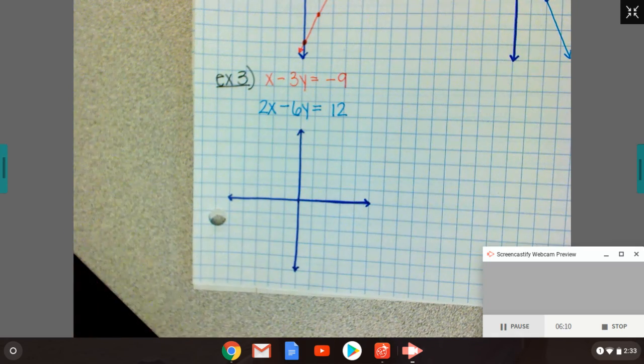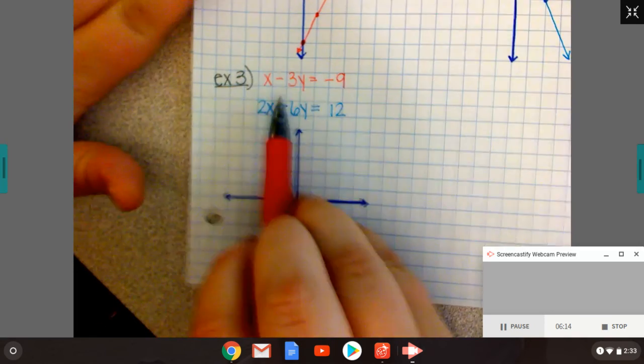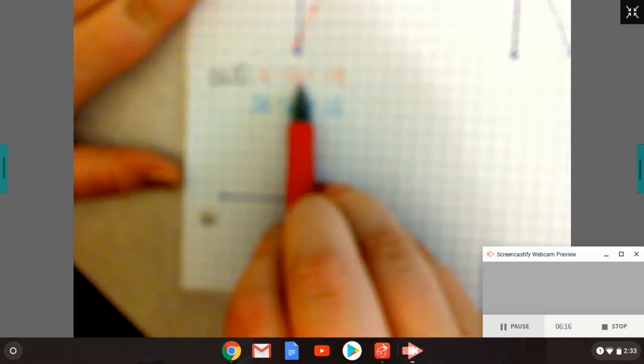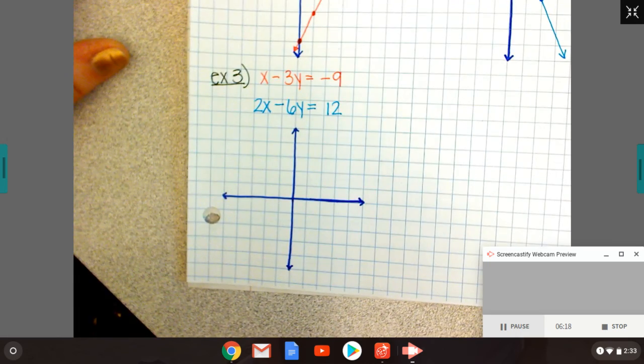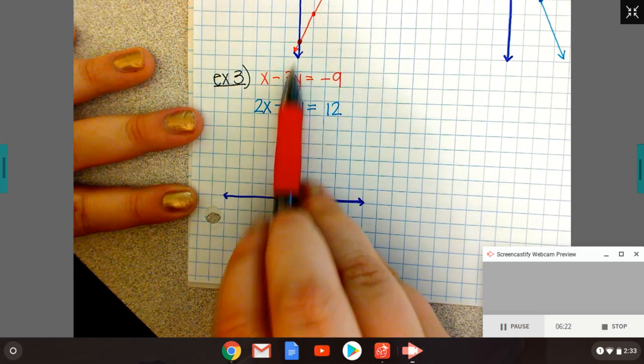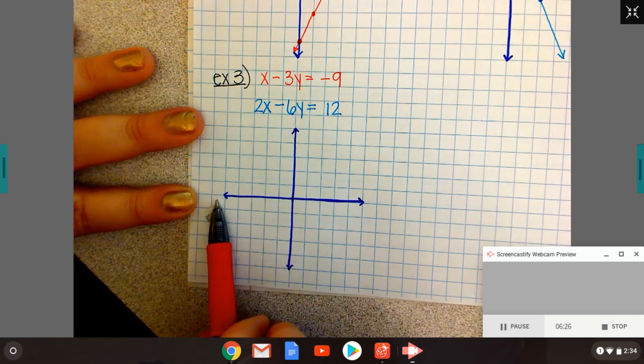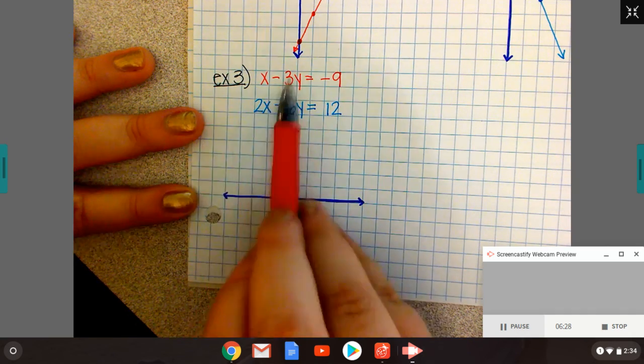They are both in standard form in this one. When equations are in standard form, it's easiest to graph by using the intercepts. Our x-intercept is when y is 0, so that would get covered up. x equals negative 9. That is far off my graph, so I don't really care to use that point.